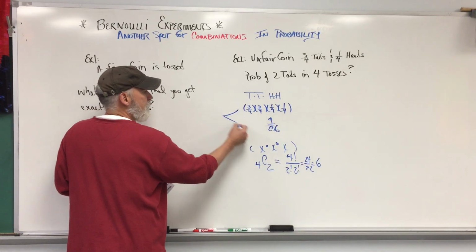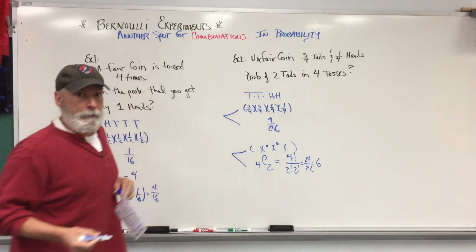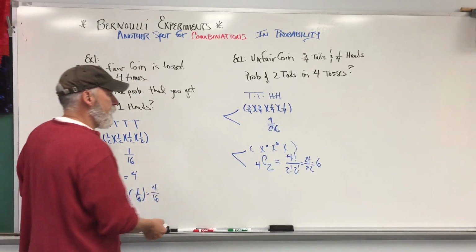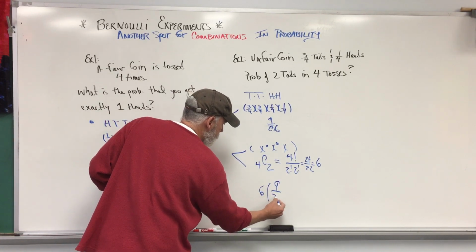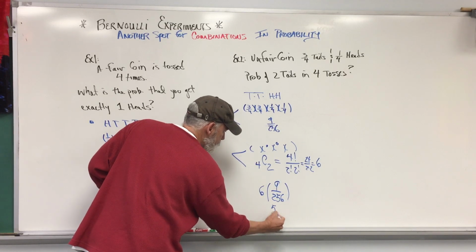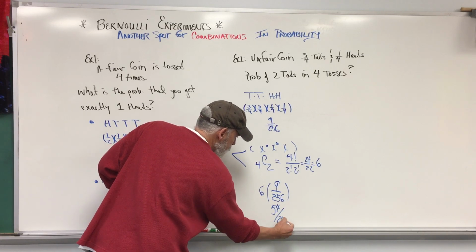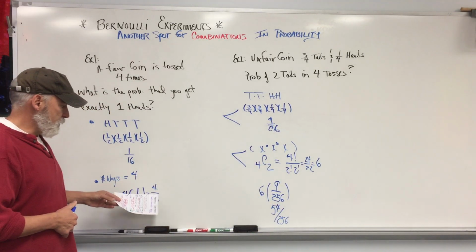So here was the first thing. We found the probability of one branch, and we found the number of branches. And from there, we can do our answer. The probability is 6 times 9 over 256. So it is 54 over 256. So a little bit more than 25%, whereas this was exactly 25%.